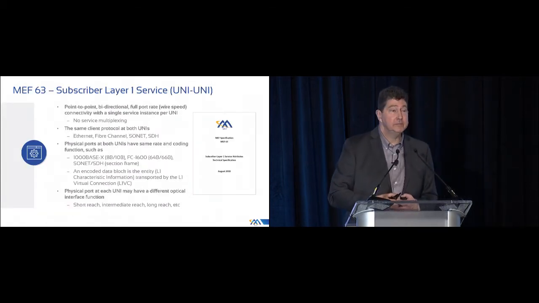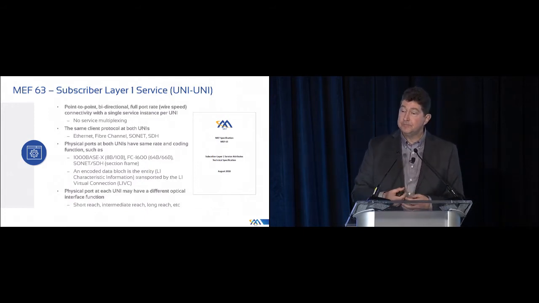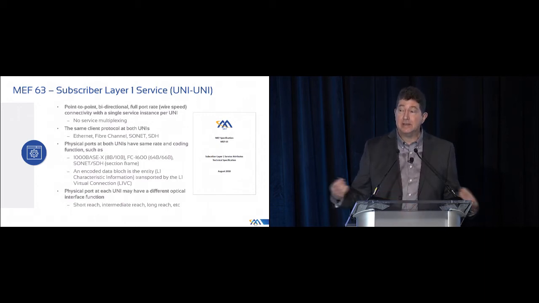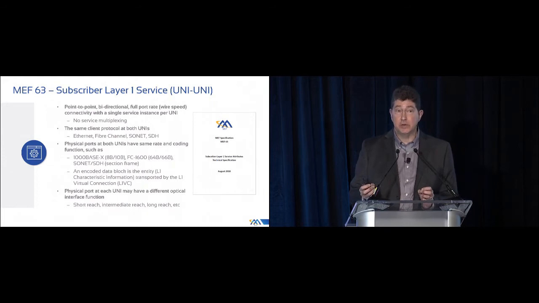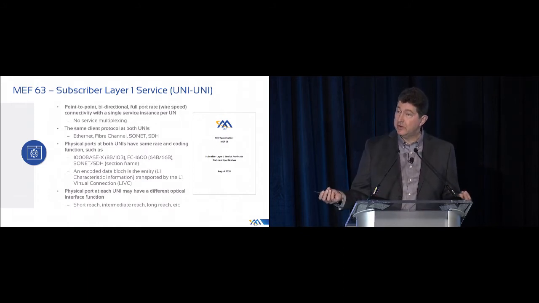So the first spec that we did, MEF 63, came out last summer, describes a subscriber layer 1 service between a pair of UNIs, so that's the end-to-end connection, equivalent to MEF 6.2 in the carrier Ethernet world. It provides a point-to-point, bidirectional, full port rate connectivity for a single service UNI. There's no multiplexing at the UNI. And the same client protocols have to be at both ends. They have to match, either Ethernet or Fibre Channel, for example. And the physical ports at both ends obviously have to have the same bit rate and coding function.